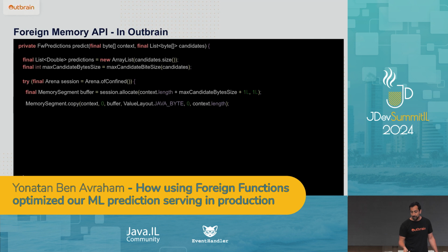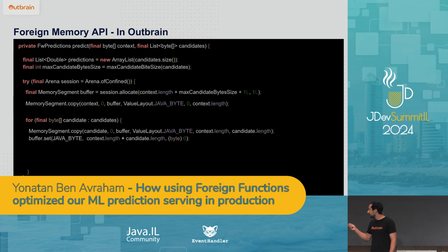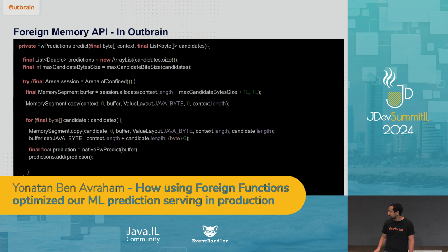Now that we have the buffer, we can, with memory segment.copy, copy all the contextual data. And for each candidate, we are going to do the same, copy all the specific candidate features. We set the last byte to be a 0 byte, and we simply send the buffer we just created to our native fwPredict. And I will go into this native fwPredict and how exactly we are doing that. But before that, I want you to take a look at these little curly braces at the end.